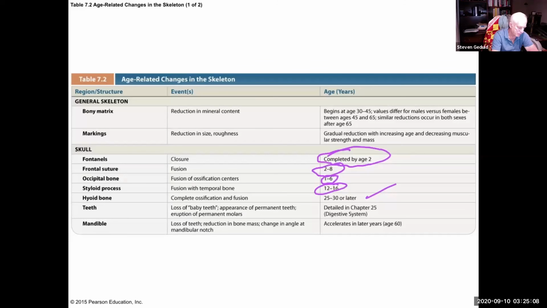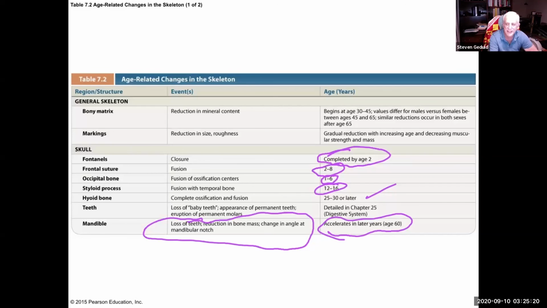Wait a minute, there's one more I wanted to mention. Here's another one that doesn't make a whole lot of sense. The mandible: loss of teeth, reduction of bone mass, change in angle of the mandibular notch, accelerating in the later years, age 60. You should not be losing teeth at age 60. That's not a foregone conclusion.